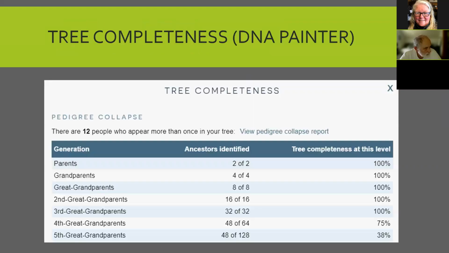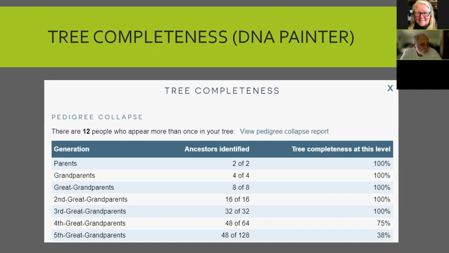Tree completeness is a big deal here, because if your tree is not complete, Through Lines can actually help you with that by giving you hints. But you're going to have to work at it a little bit longer than if you have what you think is a fairly worked out and thorough tree.